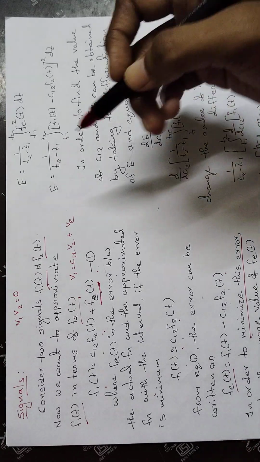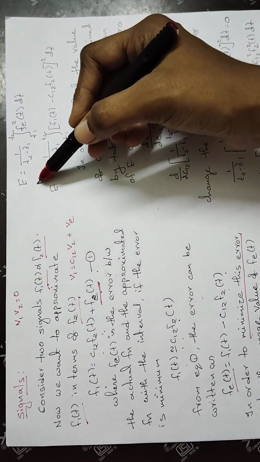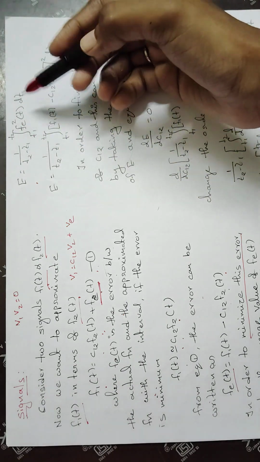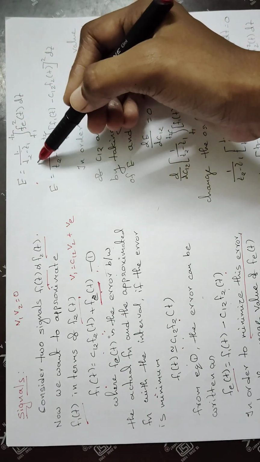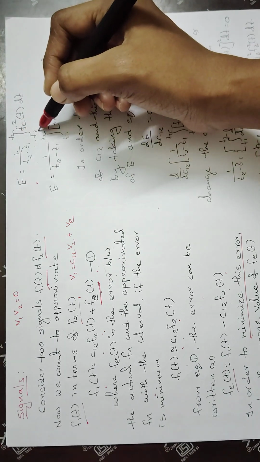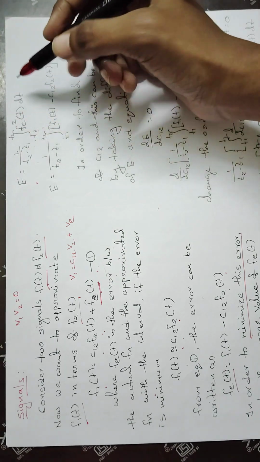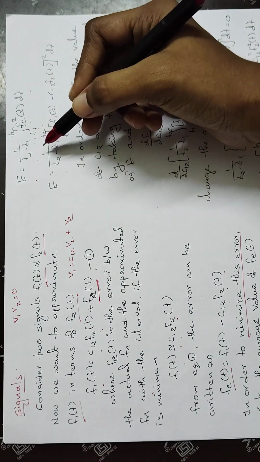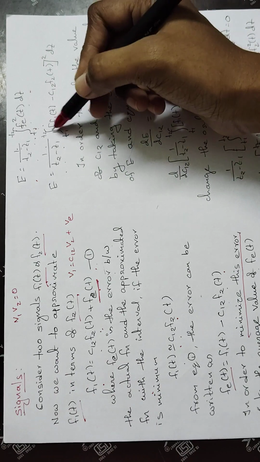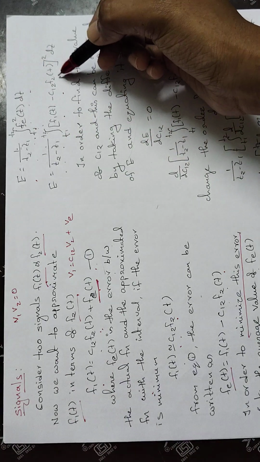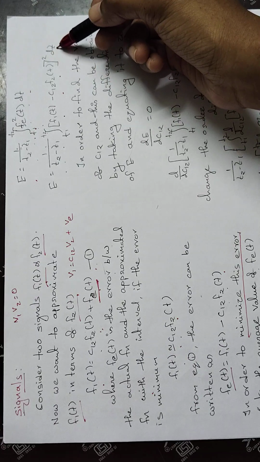So the error is minimized. Here, how to write the error? That is the average value of the square. That is nothing but 1 by (t2 minus t1) times the integration from t1 to t2, where t is between t1 and t2, of fe square of t dt. So e is equal to 1 by (t2 minus t1) integral t1 to t2 of (f1(t) minus c12 f2(t)) whole square dt.